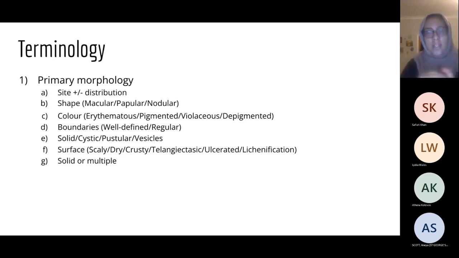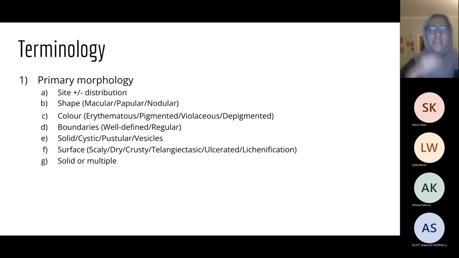Of course, color is very important. So if it's red, if it's pigmented, if it's got areas of discoloration within the lesion itself, and that's really important, particularly in skin cancers, which is something that we'll be going over. And then you might want to describe the boundary of the lesion. So is it a very regular defined boundary where you can say, you know, it's a circle and you can clearly see it, or is it quite irregular?